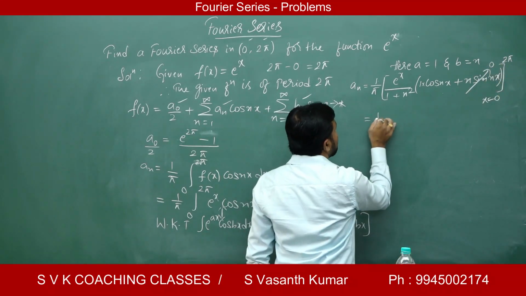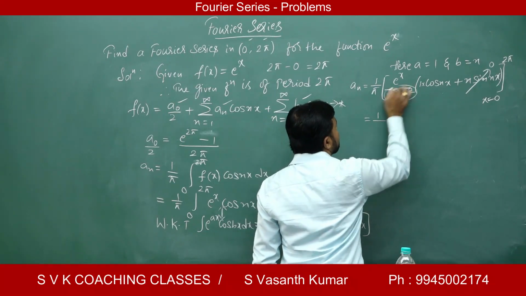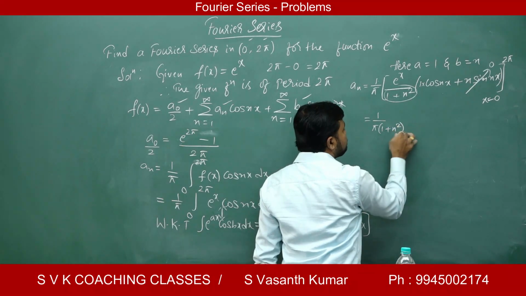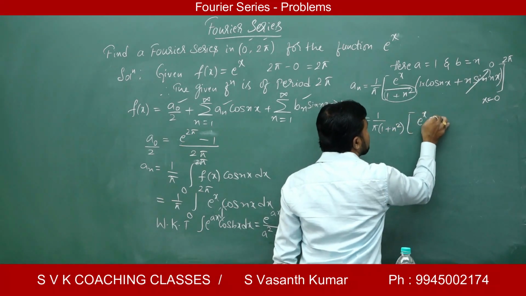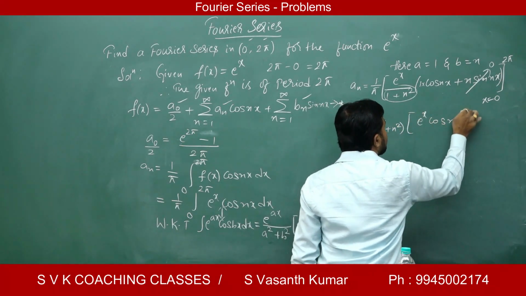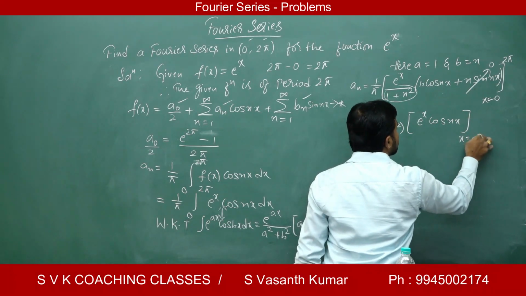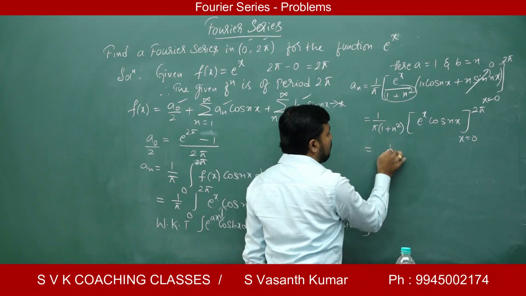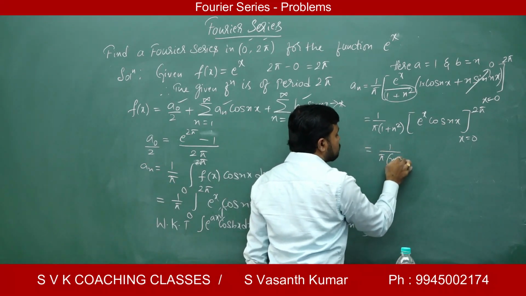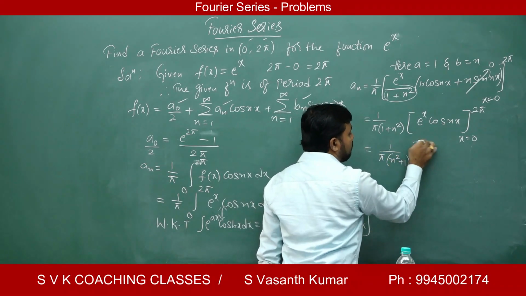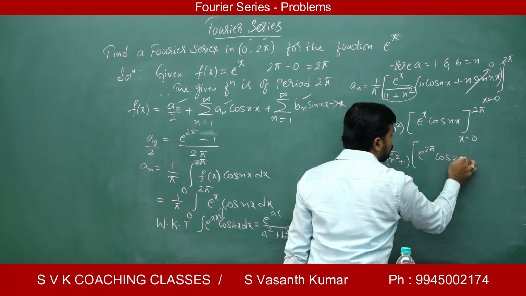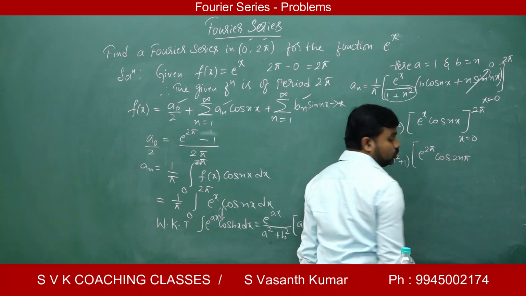So you are left with a constant term, you can take out 1 by pi into 1 plus n square into e power x into cos nx, limit x equal to 0 to 2 pi. Therefore, 1 by pi into n square plus 1 into upper limit e power 2 pi into cos 2n pi.